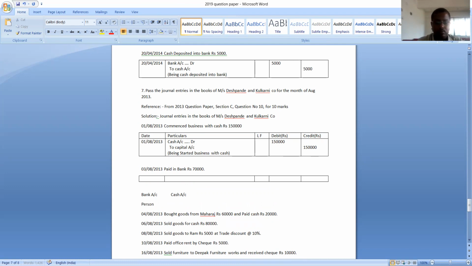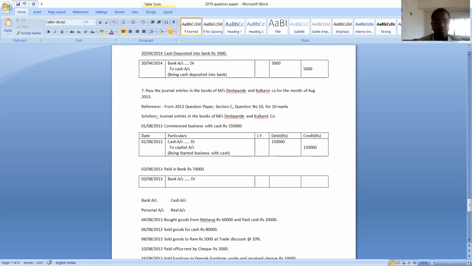Bank account is which account? It is a personal account. Cash account is which account? It is a real account. Now we should decide which account should be debited and which account should be credited. See here, bank is the personal account. What is the rule of personal account? Debit is the receiver. So paid in bank, it means banker is the receiver. So which account should be debited? Bank account should be debited. Write down bank account debit because banker is the receiver.